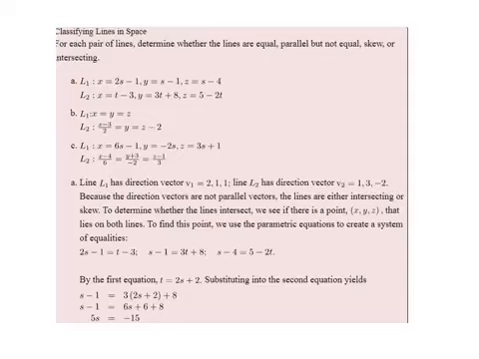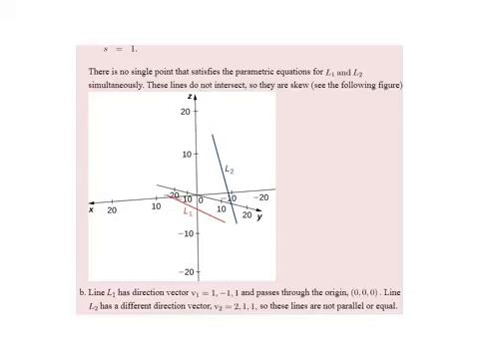Substituting the value of t in the other equation yields s minus 1 equals 3 times (2s plus 2) plus 8, so s minus 1 equals 6s plus 6 plus 8, which gives 5s equals minus 15. So s equals minus 3. There is no single point that satisfies the parametric equations for L1 and L2 simultaneously, which shows that these lines do not intersect, so they are skew lines. As shown in the figure, L1 and L2 are not intersecting at any point.